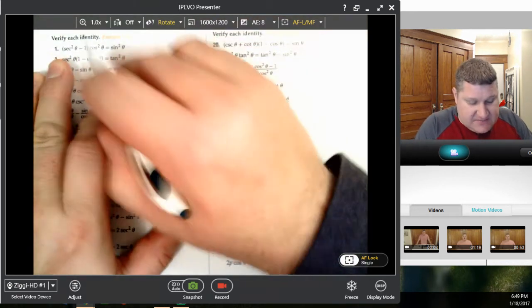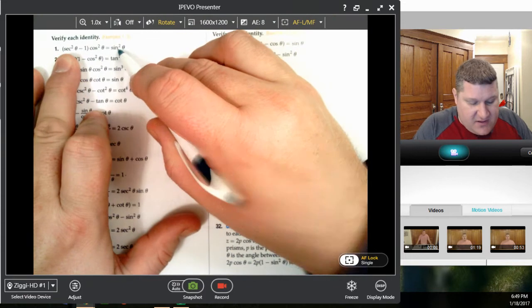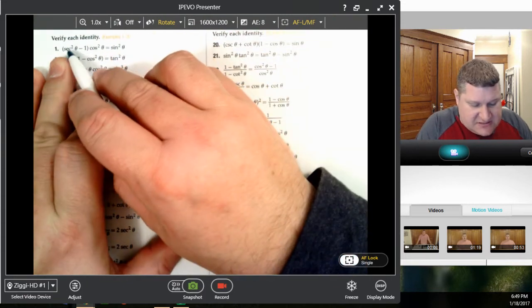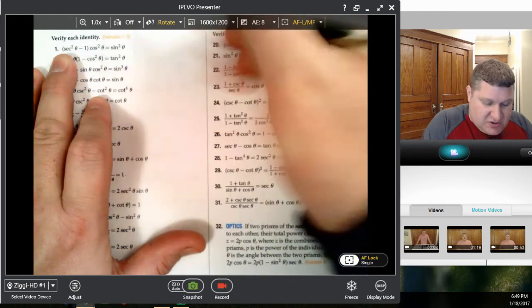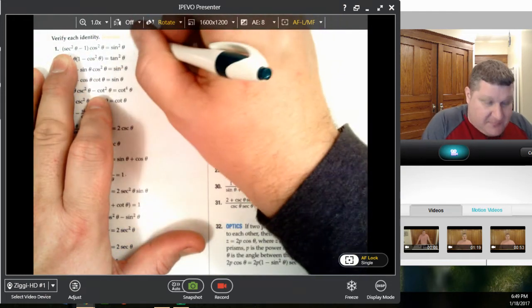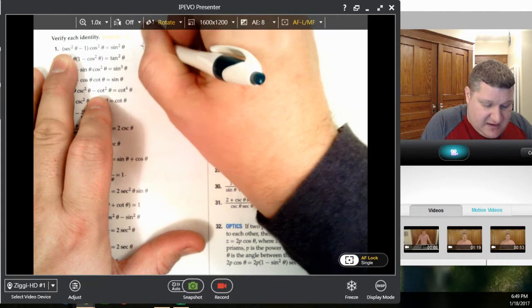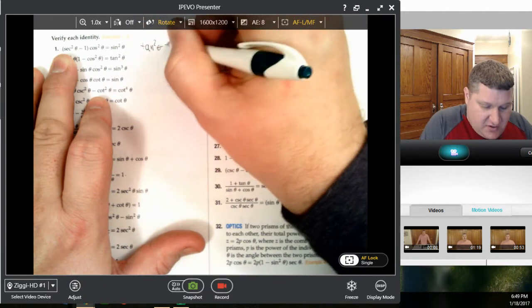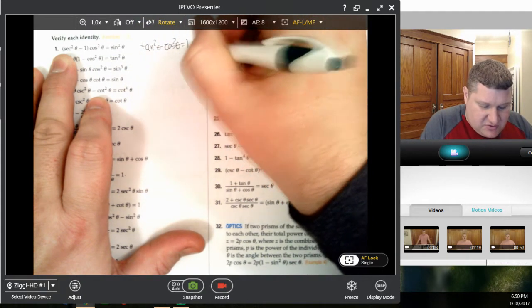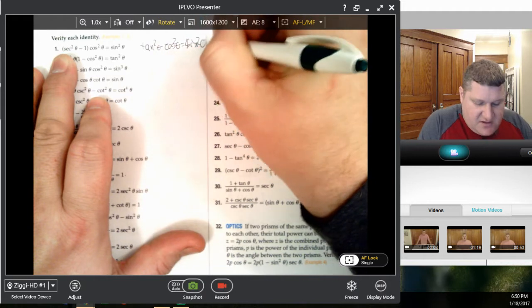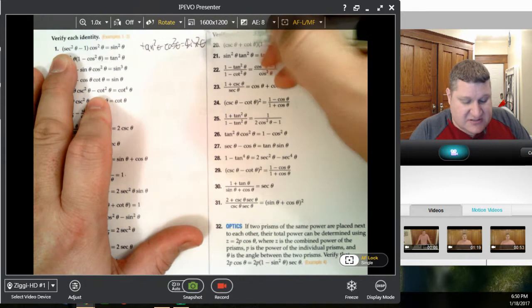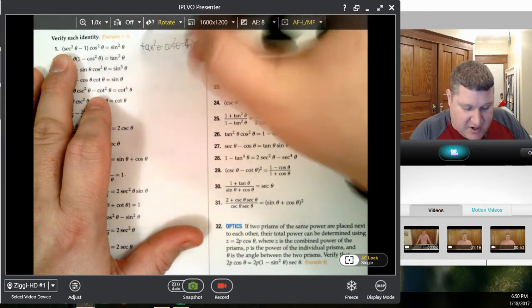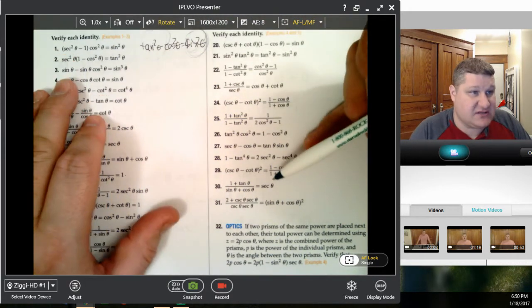In this case, if I'm at number one here, the very first thing I ought to notice is that I have a Pythagorean property. So if I start with a Pythagorean property and I say tan squared theta cosine squared theta equals sine squared theta, the first thing I'm going to do here is change it to tan. And now since this is sines and cosines, I probably want to move everything to sines and cosines.